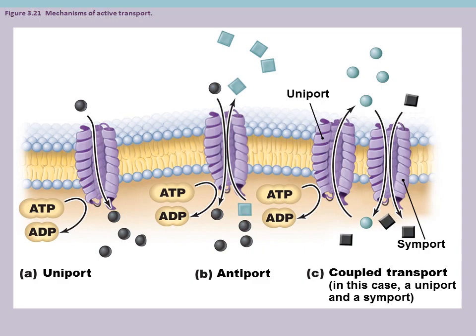And then coupled transport is basically where you're pumping a combination of things. You may be pumping something out, and then it's going to come right back in again. Symport is when you're pumping two things in the same direction. Antiport is two things but in opposite directions.